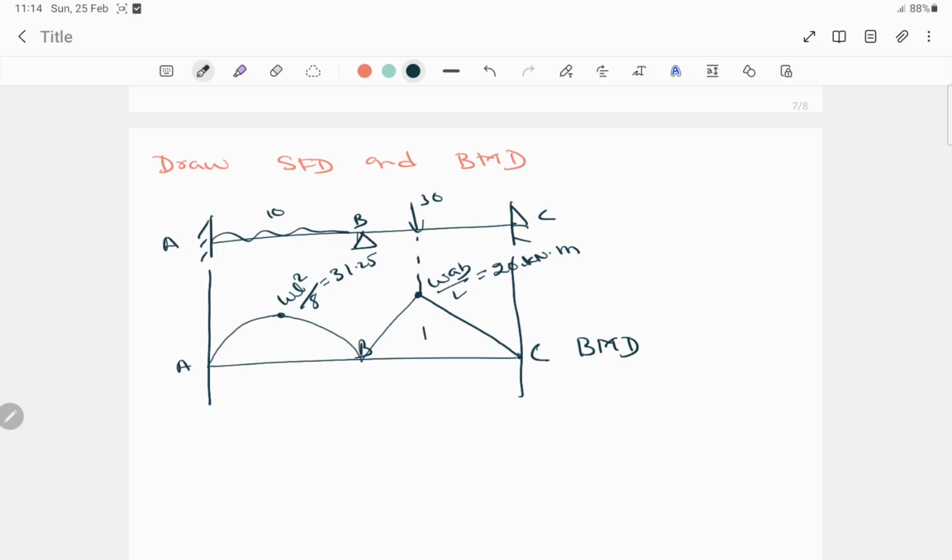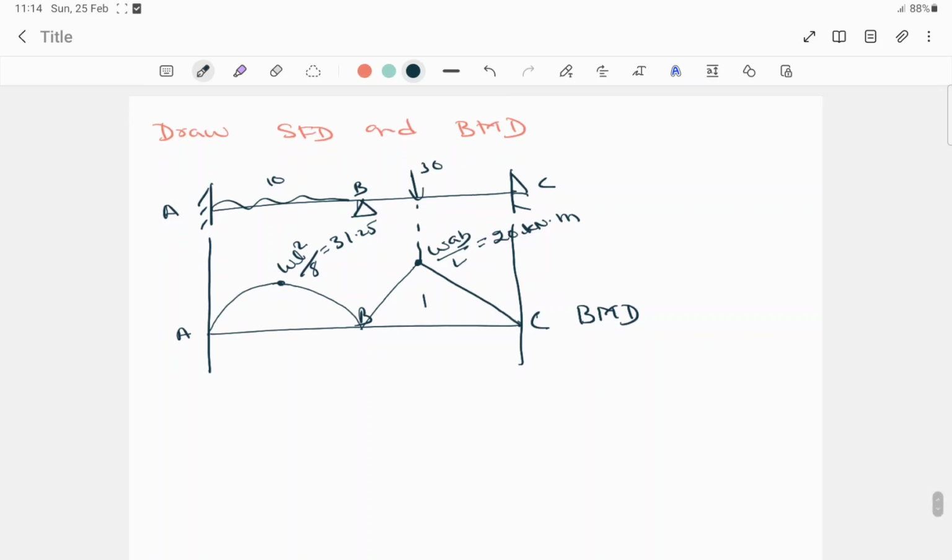But here we have to draw another diagram that is called the net bending moment diagram. Okay, so how to draw the net bending moment diagram? I'll draw here. For determining the net bending moment diagram, we have to remember this concept. This one is A, B, right? Again we have to draw B to C. We have to separate this span.